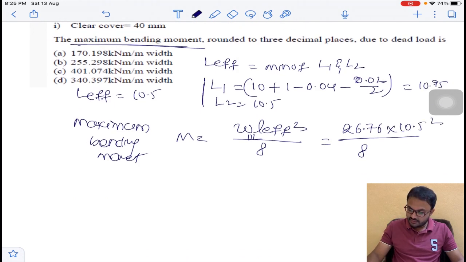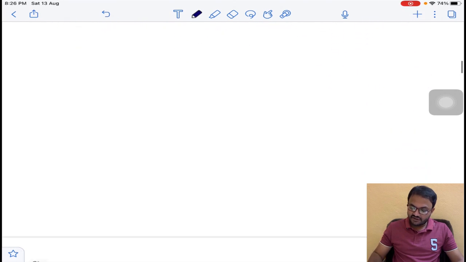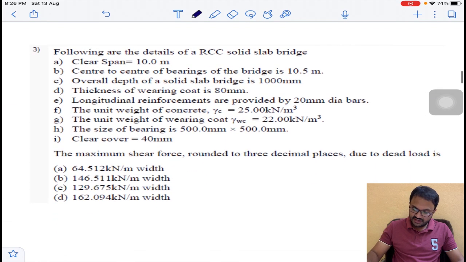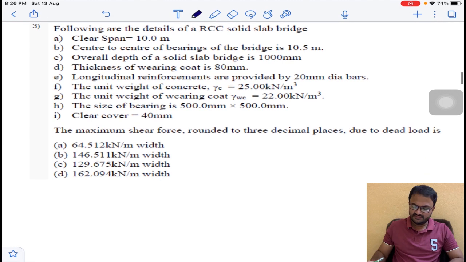So it is 26.76 into 10.5 square divided by 8. You will get the answer 368.78, but no option is matched. So you can select answer D, approximately 340, which is the closest. So answer D for question number 2. Next question. I will not explain the calculation of L1 and L2 again. Just follow this.